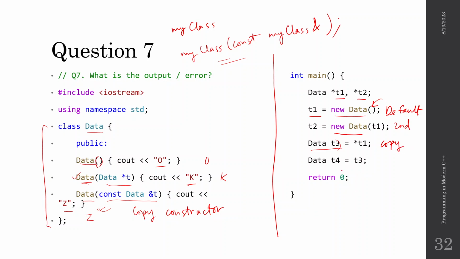In the next line we are writing data t4 equal to t3. Here t4 does not exist before, so a new object is being created with t3. So again the copy constructor will be called. The order is like this: the default will be called first, then the second constructor, and then the two copy constructors. So obviously the answer will be O, K, and Z Z. This is what will be printed.